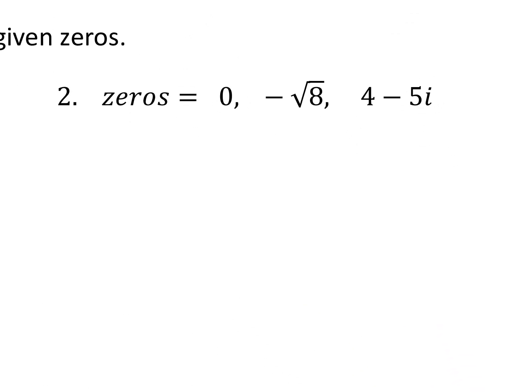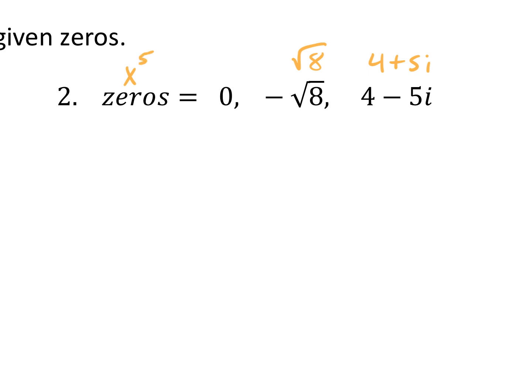So it gives us the zeros. We have to come up with the polynomial now. So we know that if we have a complex 0, we need its conjugate pair to also be a 0. So what are we missing here? So positive square root 8 and 4 plus 5i. Awesome. How many zeros do we have total? 5. So when we multiply this all out, we're going to end up with x to the 5th power.